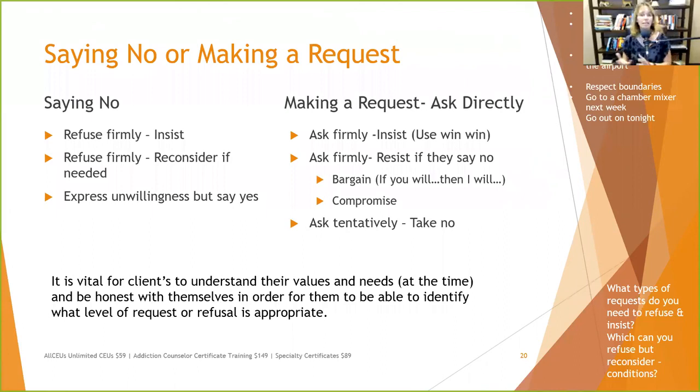The same thing kind of goes with making a request, and you need to ask directly. Don't hint around. Ask firmly and insist if it's something that has to be done. Like my kids doing their lessons. There is no negotiation there. It needs to be done today. Ask firmly, but resist if they say no.